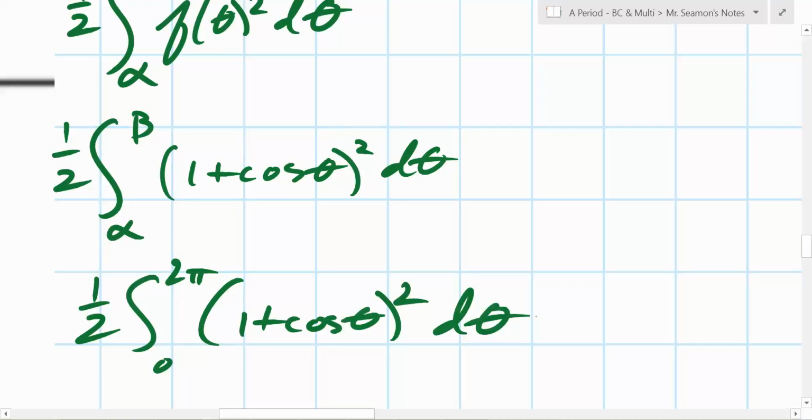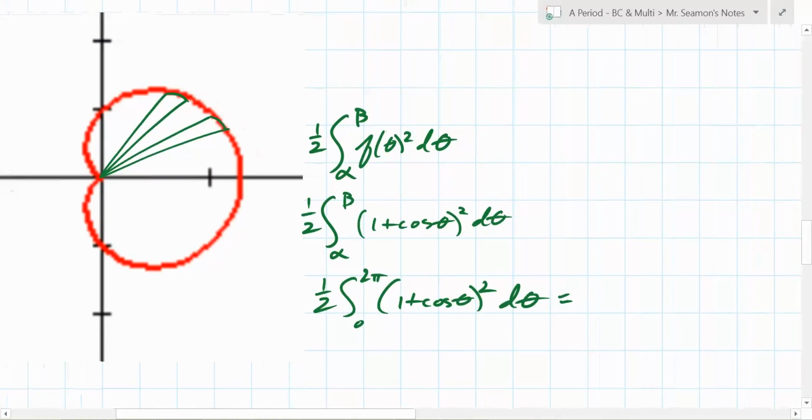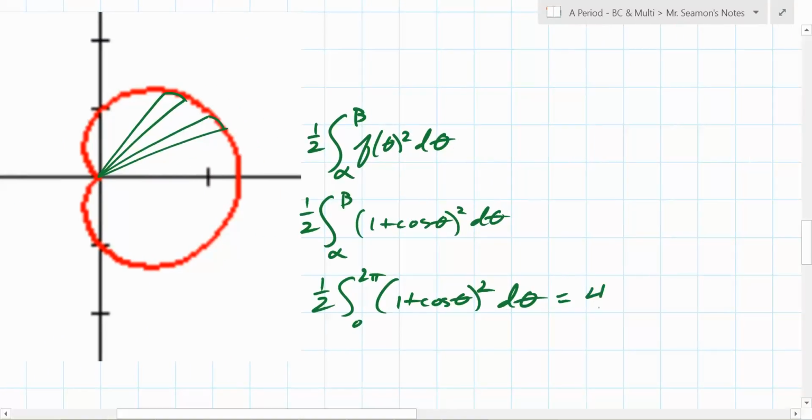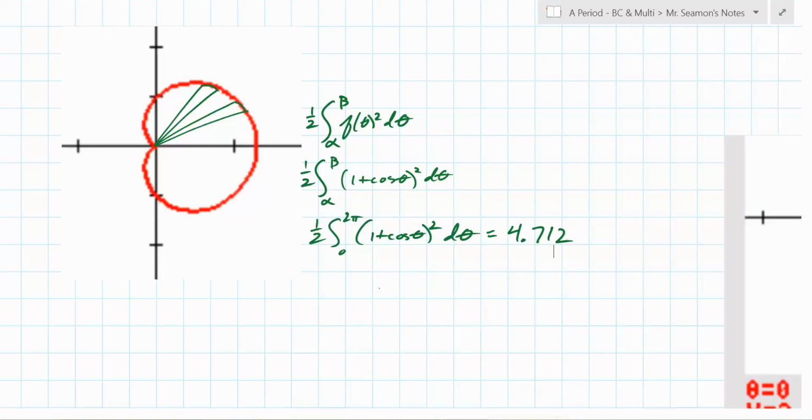Yes, go ahead. What did you get for that integral? Yes, 4.712. Excellent. Is that the answer to this question, though? No, the answer to this question, what do you have to subtract from that? You have to subtract pi from it.